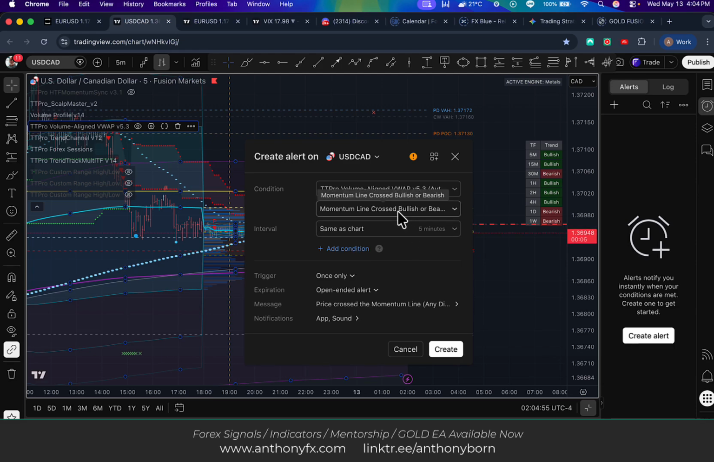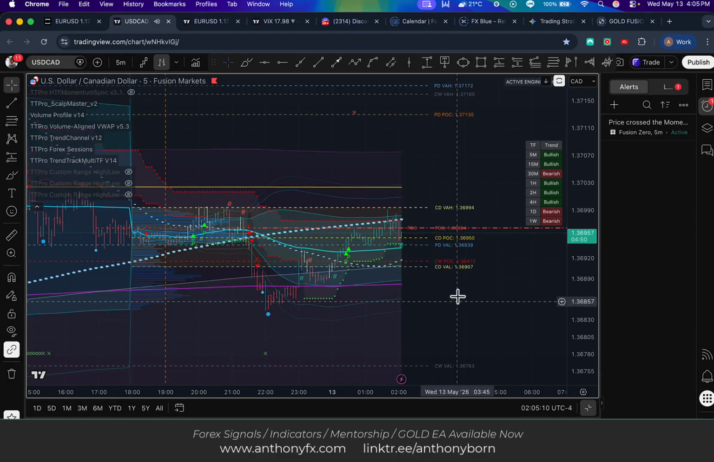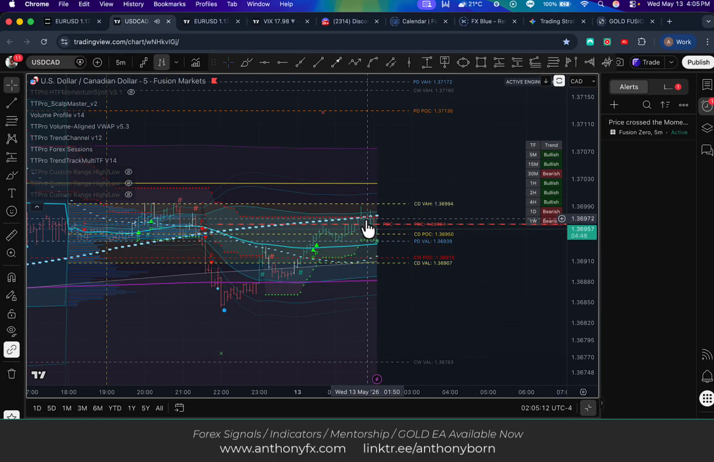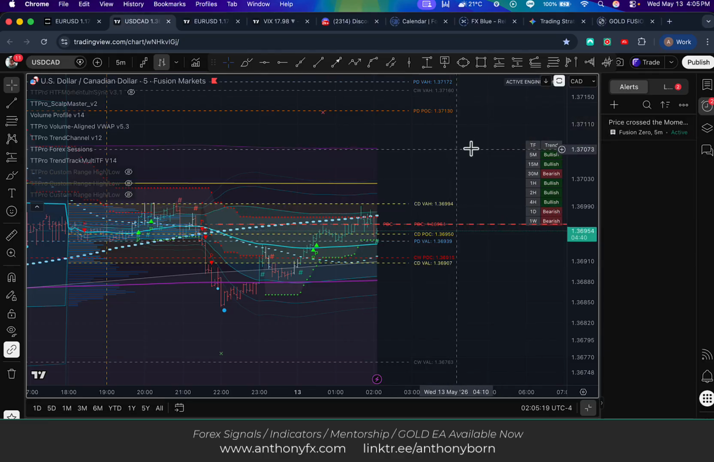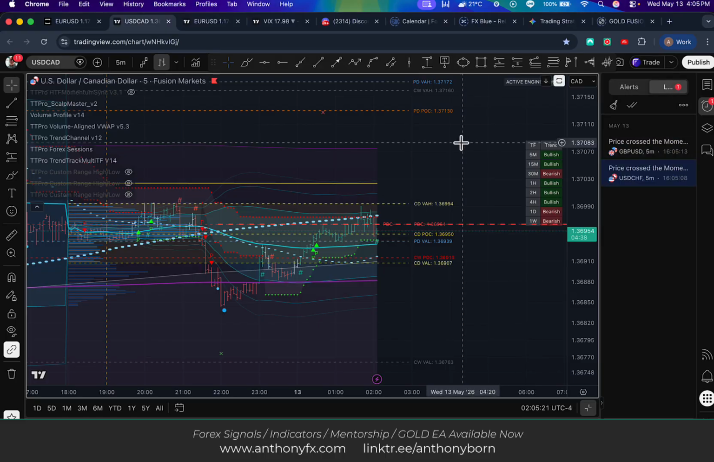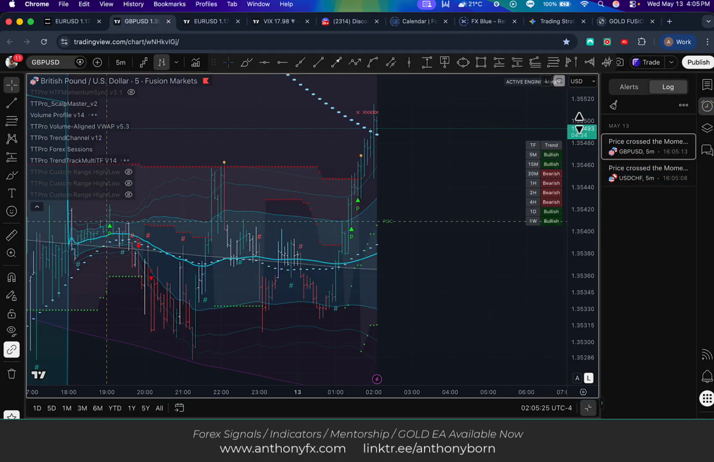5 minute. Crossing bullish or bearish. All right, fusion 0. So that's on everything. What that'll do is give you a signal when a candle actually closes on the other side, either way, bullish or bearish. So what do we got? We've got pound dollar.